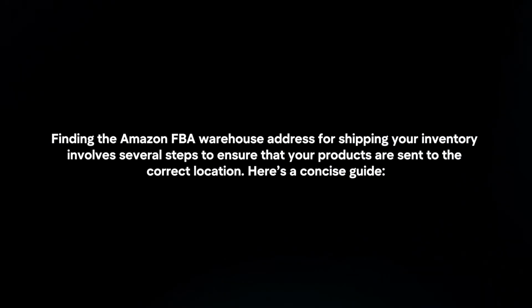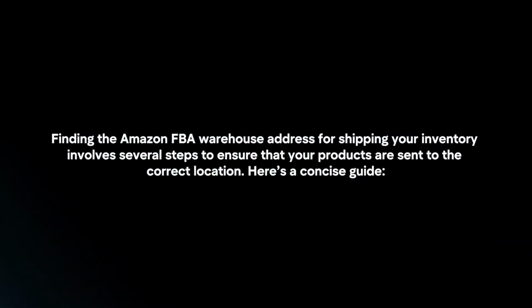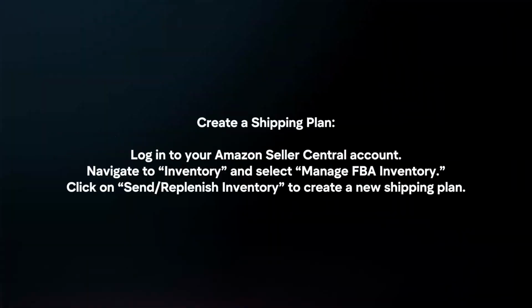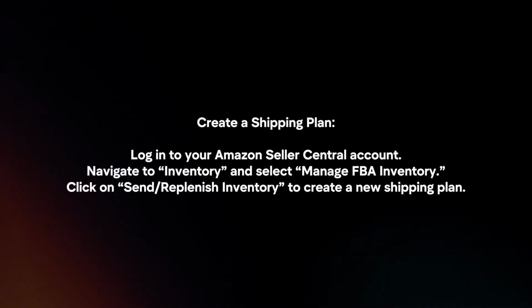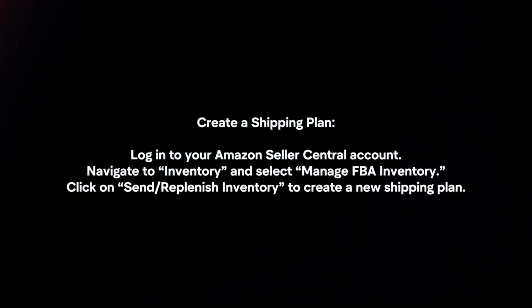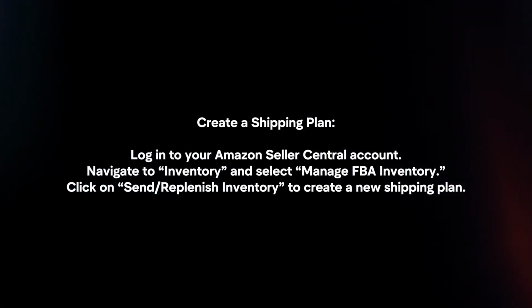Finding the Amazon FBA warehouse address for shipping your inventory involves several steps to ensure that your products are sent to the correct location. Here's a concise guide. Create a shipping plan. Log into your Amazon Seller Central account. Navigate to Inventory and select Manage FBA Inventory. Click on Send or Replenish Inventory to create a new shipping plan.